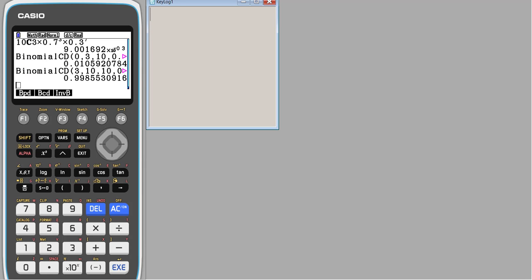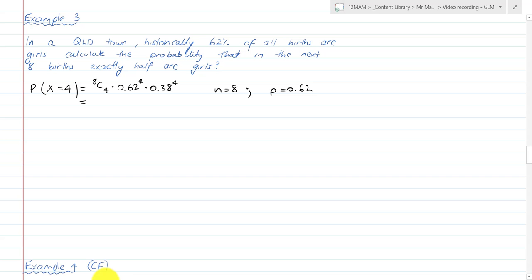In this case, it's a point distribution, so I'm going to go BPD, and I want 4 in a situation where there's 8 and the probability of success is 0.62, and that gives me 0.2157. So 0.2157, and it seems I didn't need that much space underneath there. But there we have an example where you can apply that.